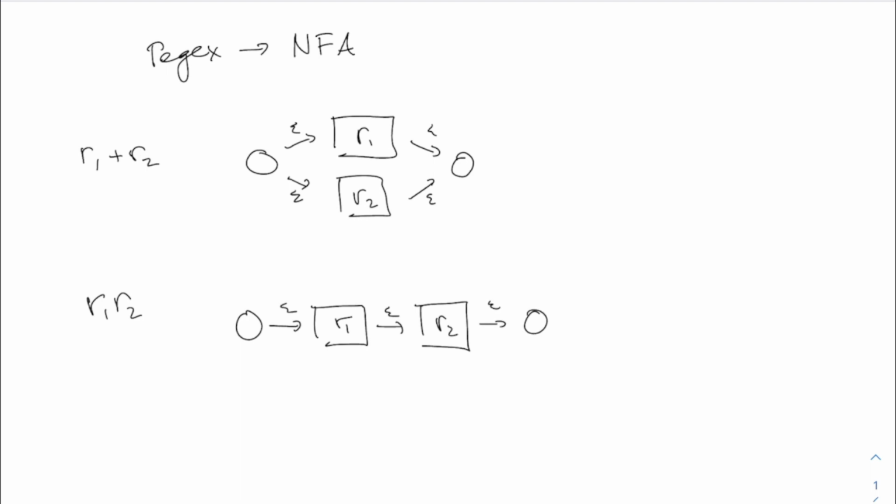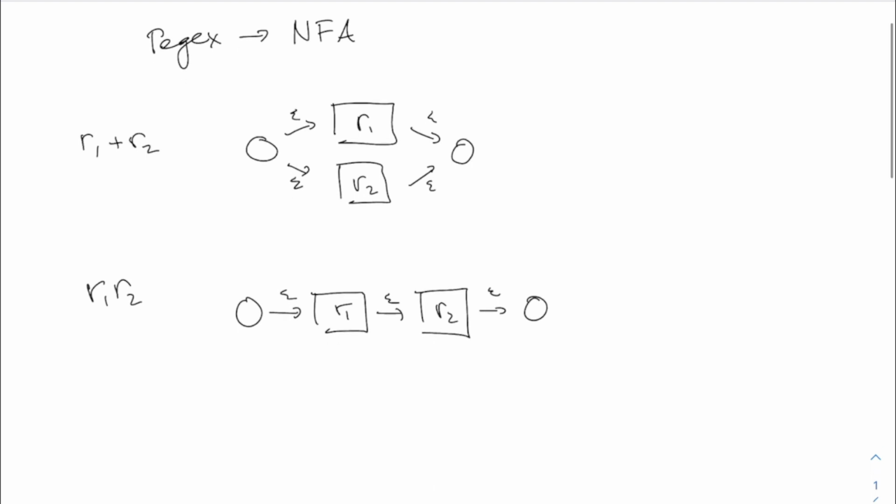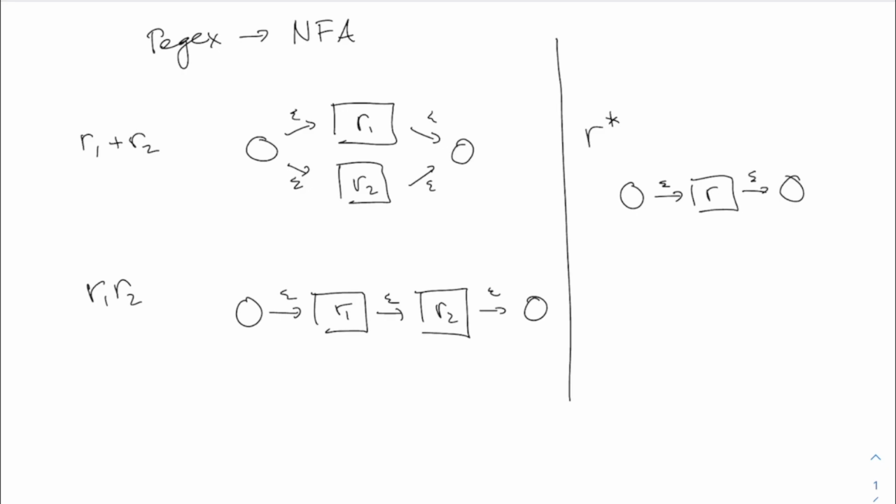And then the maybe most interesting looking one is the star. So if I have R star, to do that, you go through R, and then you also have an epsilon coming back to the beginning and an epsilon going forwards to the end. So those big epsilons on the outer top and bottom allow you to go back and go through the R many times if you want to. And the one on the bottom going forwards allows you to skip the R entirely. That is, if you want to do the star zero times.